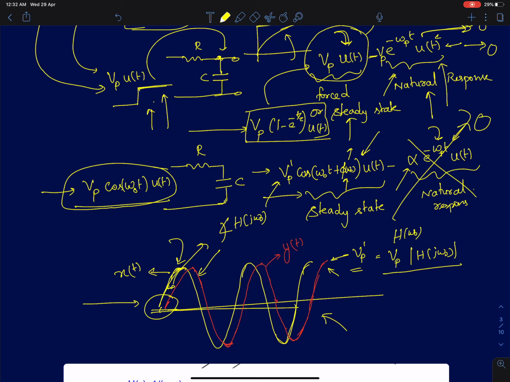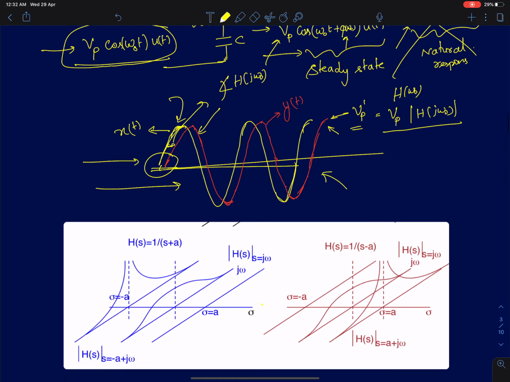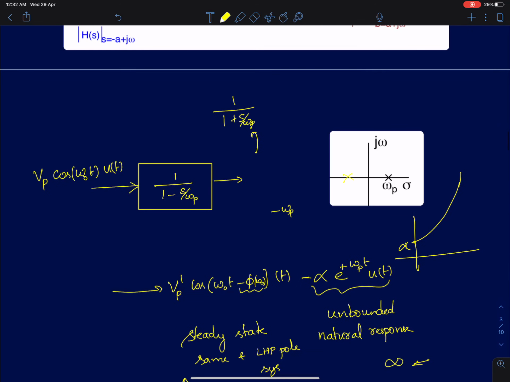Okay, so that's the only difference here. What I've shown here is actually the steady state response for a left of plane pole system to a sinusoidal input. Now we will analyze the same sinusoidal input being fed to a right of plane pole system. Here the pole is on the right half plane, and the location is the same as the left half plane. The magnitude is the same. Instead of minus omega p, the pole is now at plus omega p.